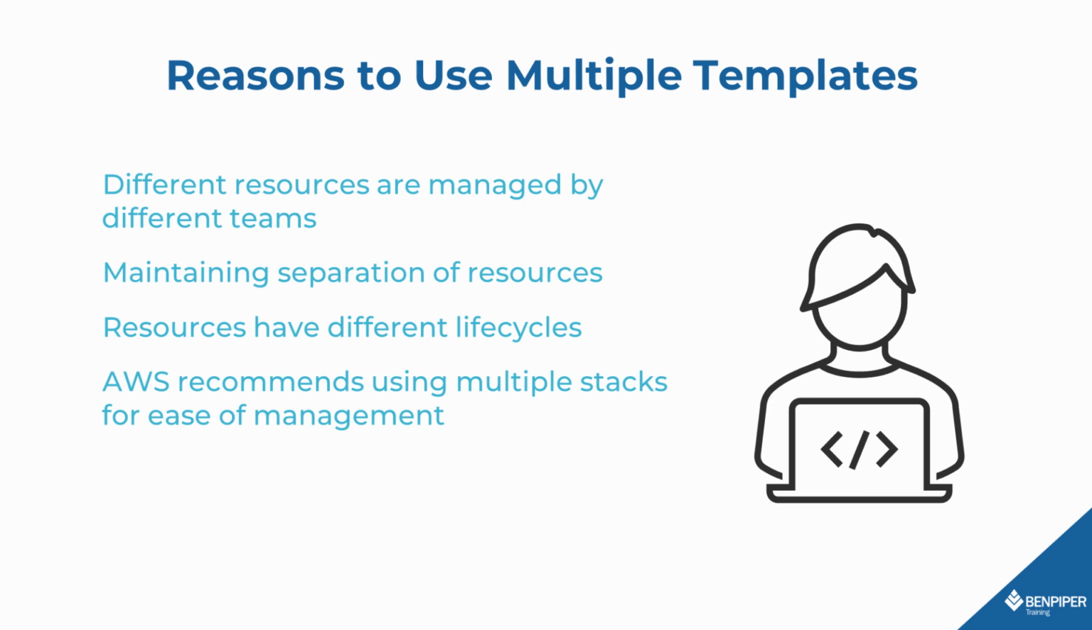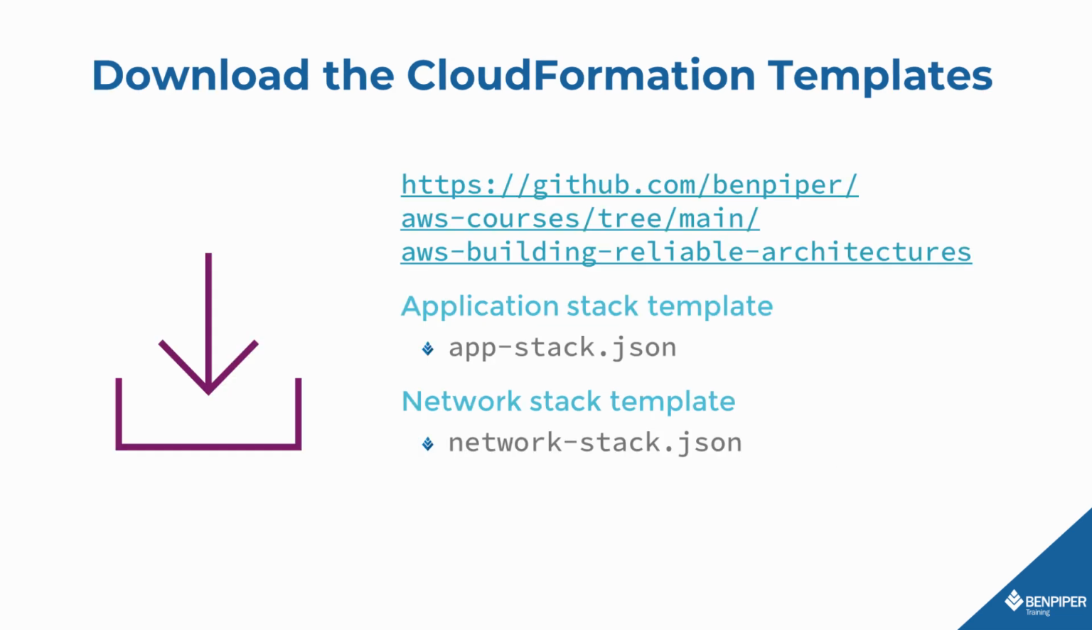As you might have guessed, AWS recommends using multiple templates. And, as you also might have guessed, we are going to be using multiple CloudFormation templates. Two to be exact, app-stack.json and network-stack.json. We are not going to be creating any CloudFormation templates from scratch. I've already created the templates for you, and you can find them in the course exercise files. Please go ahead and download those templates now because you are going to need them in a moment.